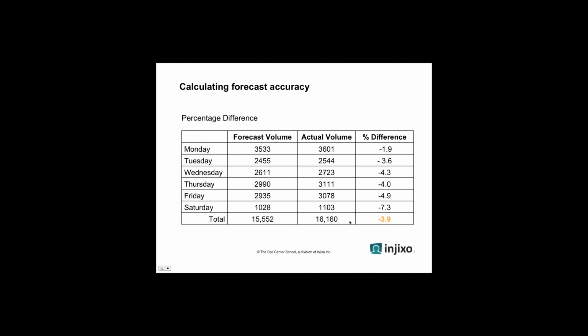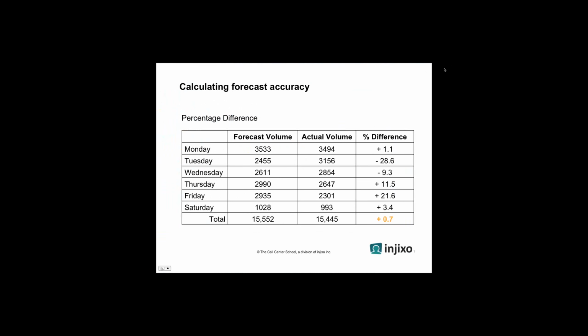Same approach here. But in this one, if you look at that total, 15,552 compared to 15,445, oh my goodness, that's really accurate. We've done an amazing job forecasting here, right? It's less than 1% difference.